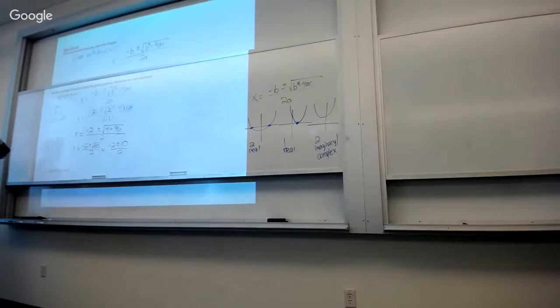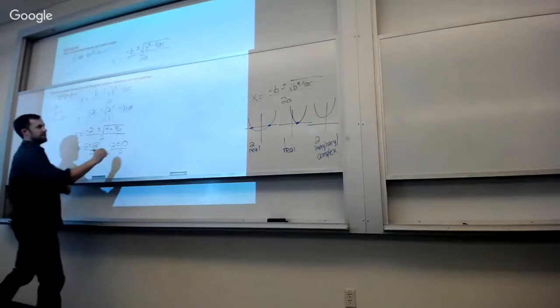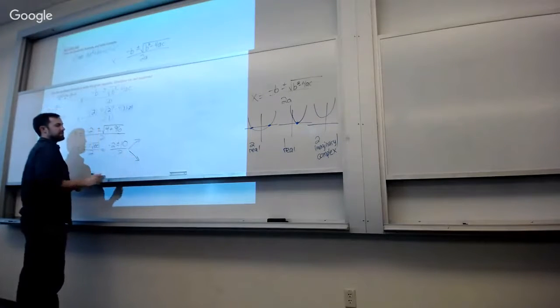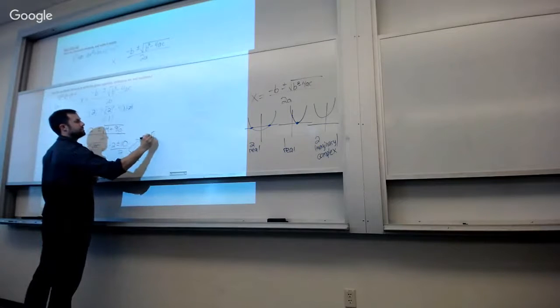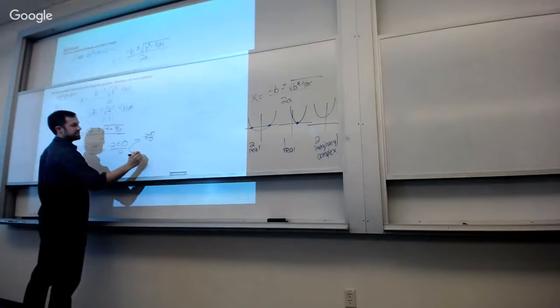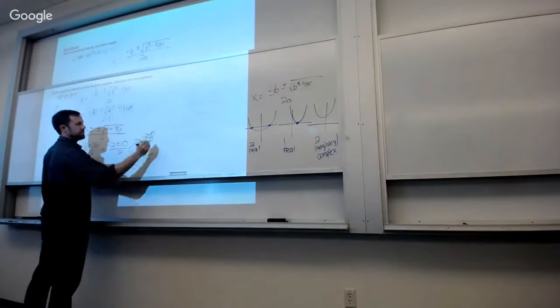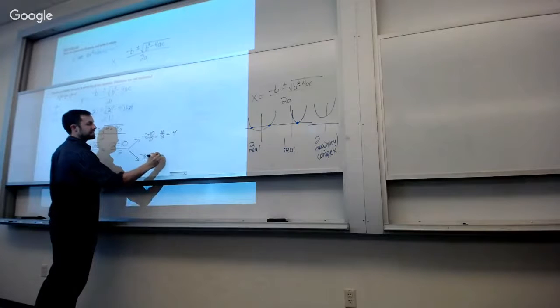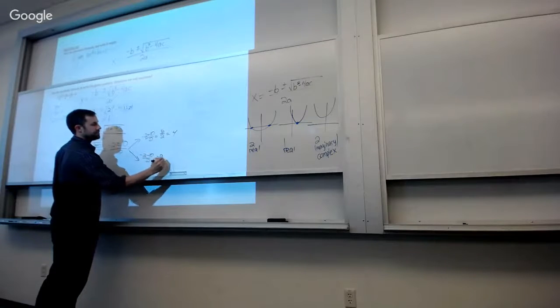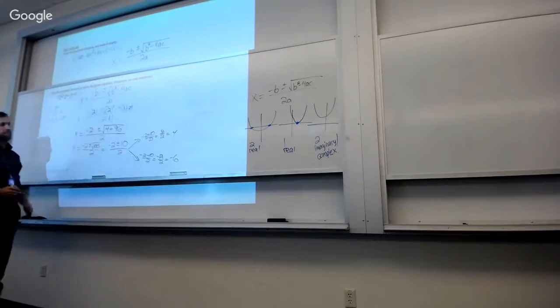Now I realize that right here you could cross cancel. You could simplify, I'll divide all of those by 2. But I'm not going to do that. I'm just going to draw a little arrow, draw my 2 arrows. The top possibility is negative 2 plus 10 over 2. And the bottom possibility is negative 2 minus 10 over 2. So that gives me 8 over 2, which is 4. And that gives me negative 12 over 2, which is negative 6.